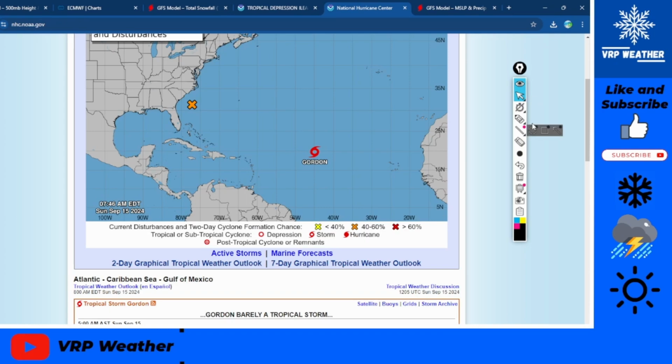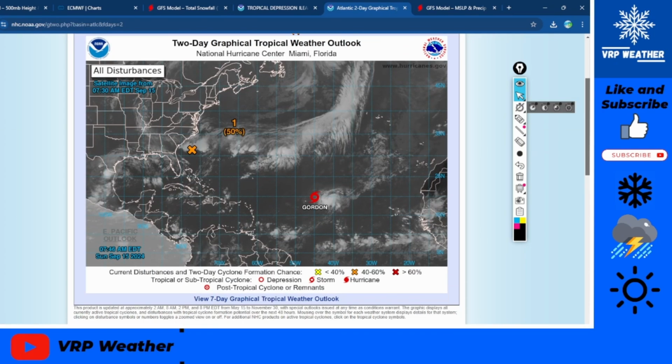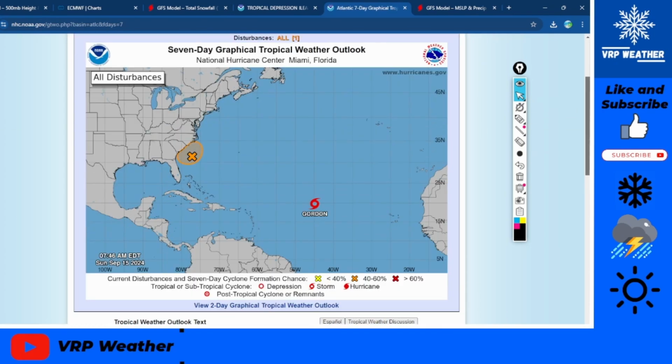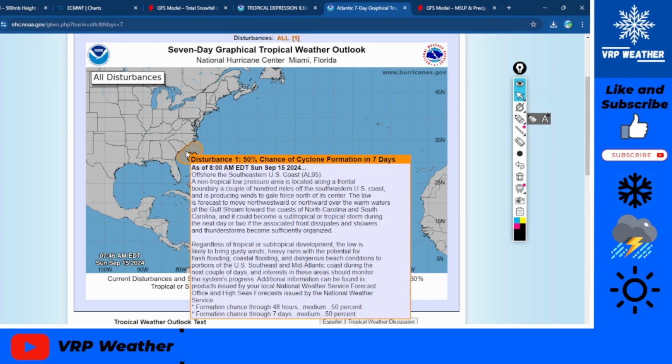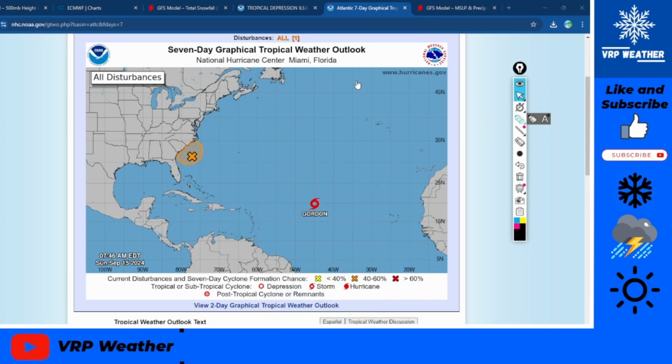Now, going backwards, we have this little area. This is an area we gotta watch, okay? This area, 50% in the next 48 hours, 50% in the next 7 days. If this develops, it is likely to head into kind of the Wilmington areas where it's looking right now and cause impacts for kind of areas right in here. If you're in there, watch for impacts, okay?